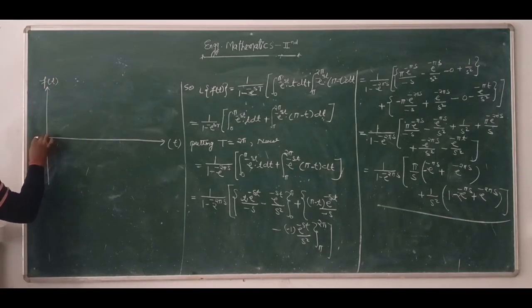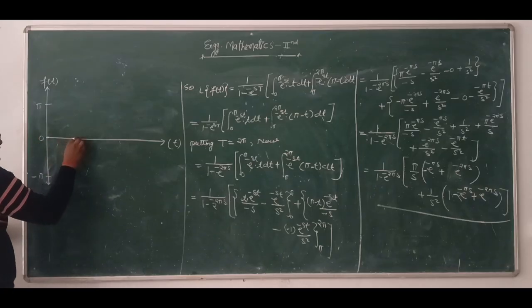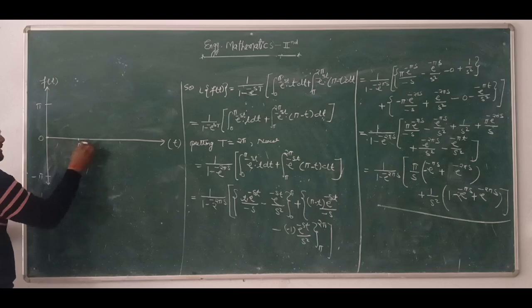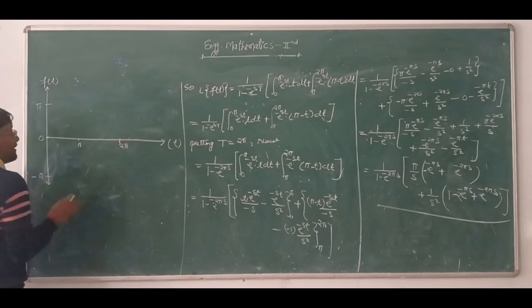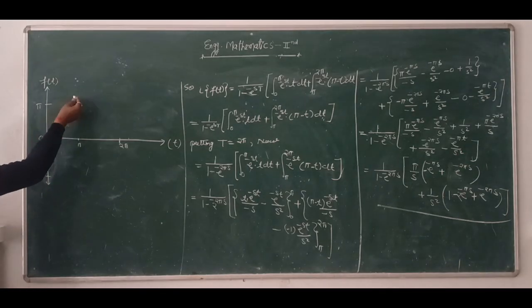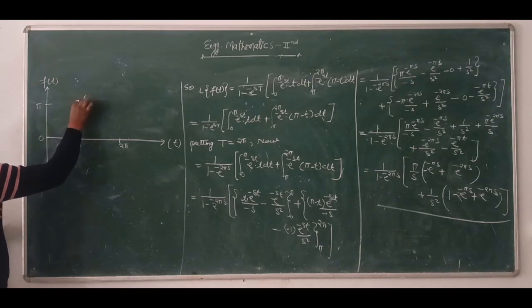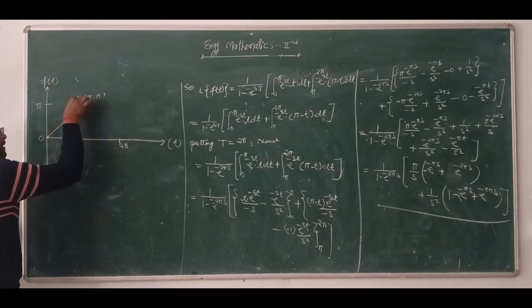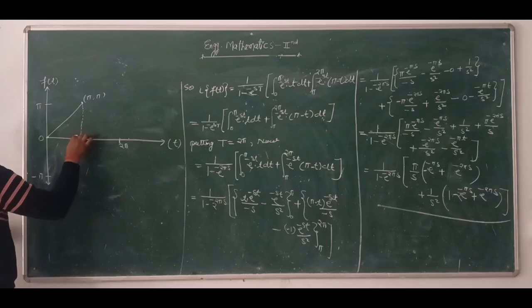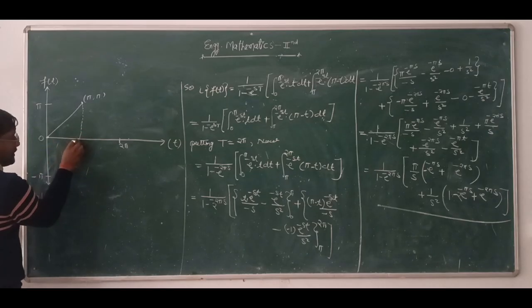This is the point 0, this is a positive value of pi, and this is a negative value of pi. Here the first limit is 0 to pi, and then pi to 2 pi. Now my graph is on the x and y axes, with points minus pi and pi. Now my graph also decreases.